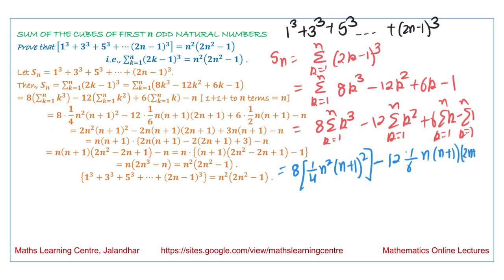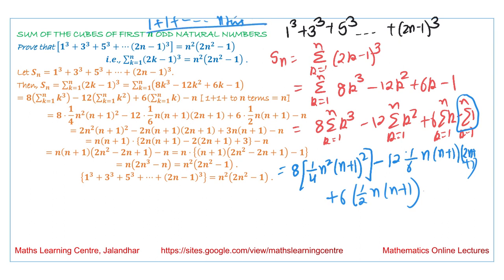I think this value is 2n plus 1. Then it is plus 6 into 1 by 2n into n plus 1. And the last term we have is sigma 1. It means 1 is being added, 1 plus 1 plus 1 and so on up to n times. The answer for this is minus n.